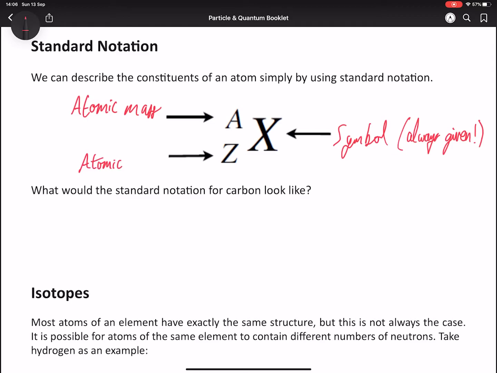Now, mass is always larger, so should always be on top, with a smaller number below as Z. But you need to remember the reason for this. The atomic number defines the element, and it is the number of protons present, not electrons, protons. Whereas the mass number is the total mass of the nucleus itself. So that is the total number of protons and the total number of neutrons present.